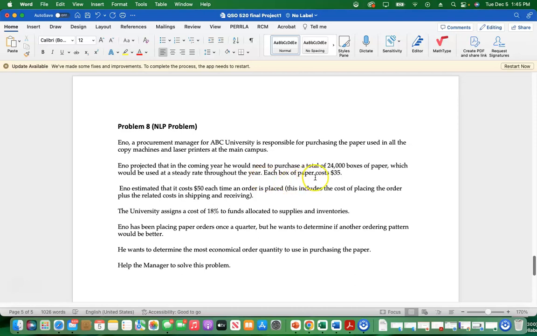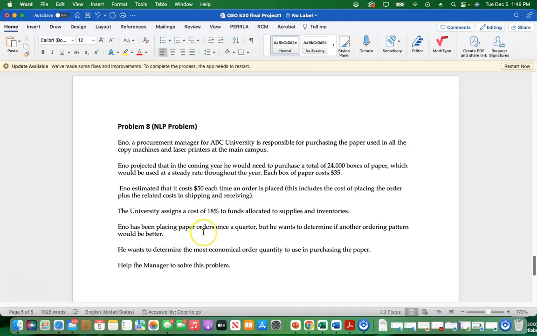Each box of paper costs $35. He estimated that it costs $50 each time an order is placed, and this includes the cost of placing the order plus the related costs in shipping and receiving. The university assigns a cost of 18% to funds allocated to supplies and inventories.